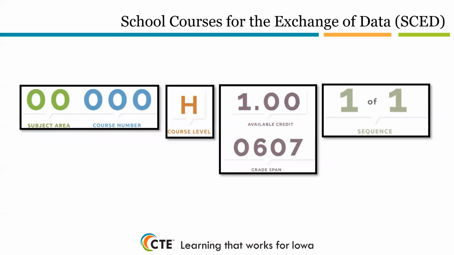And here is just a visual representation of information covered on the previous slide. As you can see here, we have a subject area, course number area, the course level, credit, grade span, and sequence.